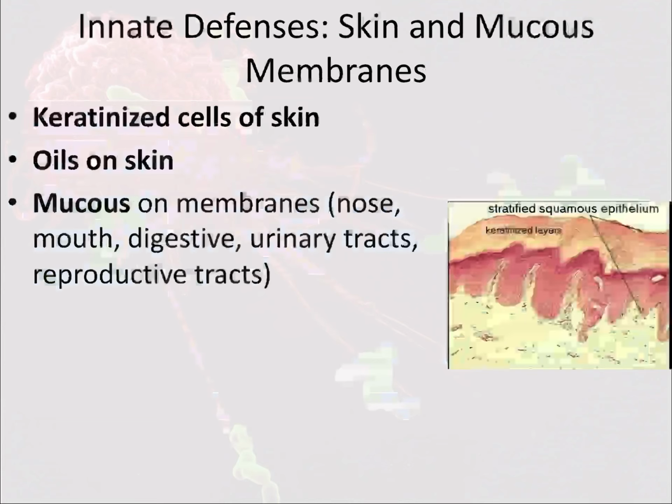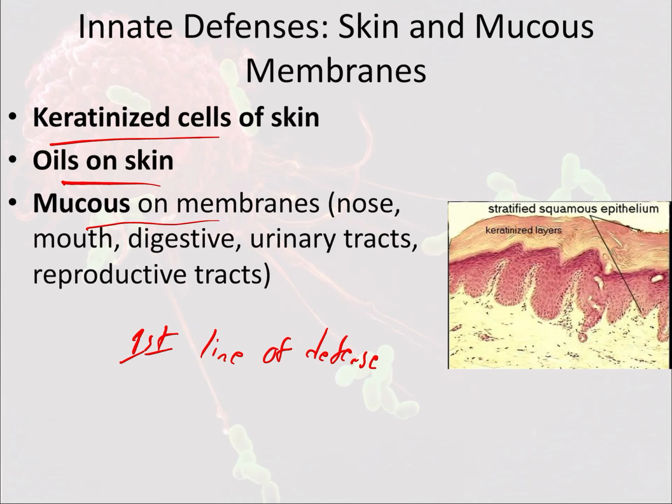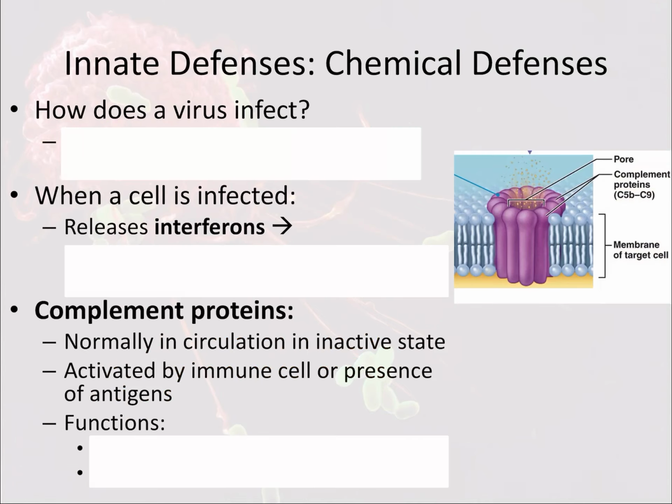Okay, so let's dive in a little more specifically to the innate system. And so again, the first line of defense is just blocking things from getting in. And we've already talked about the skin and mucous membranes quite a bit. So we've got those keratinized cells of the skin, we've got oils on the skin, and we've got mucous membranes. All of those things are helping to stop invaders from getting in.